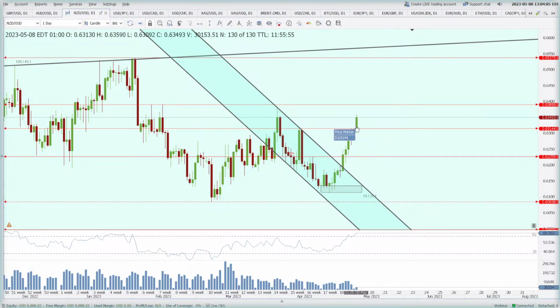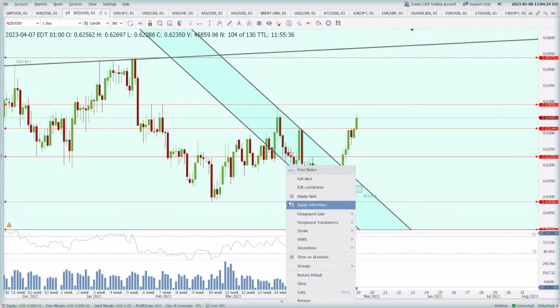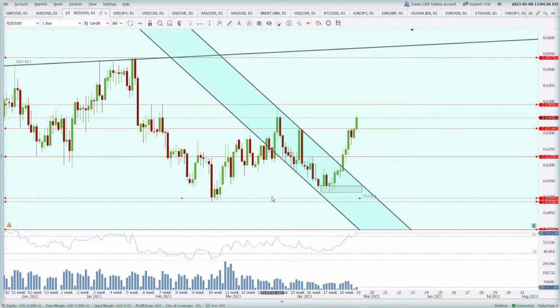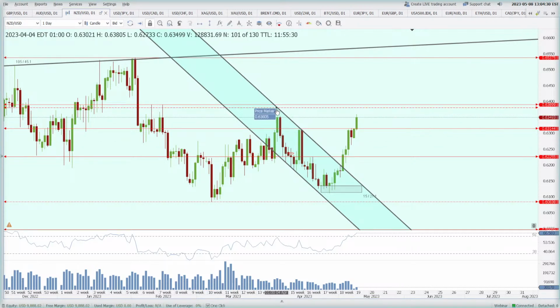There is a high probability that the price will come down to test 0.6314 as the fresh support, and then extend itself towards 0.6389. And in this process, I'm expecting the high that the price made on 4th of April, which is 0.6380, to act as a small resistance. So I will bring this to your notice. Okay, 0.6380 can be a short-term resistance.